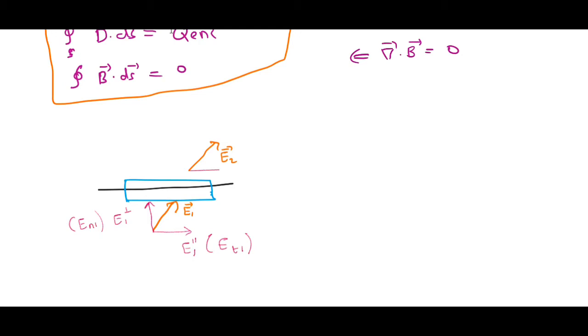Here also I resolve this electric field into two components. This is electric field 2 parallel component. I will use this notation also, E tangential in the medium 2. Here this is a normal component. I will use this as E perpendicular or E normal component in the medium 2.